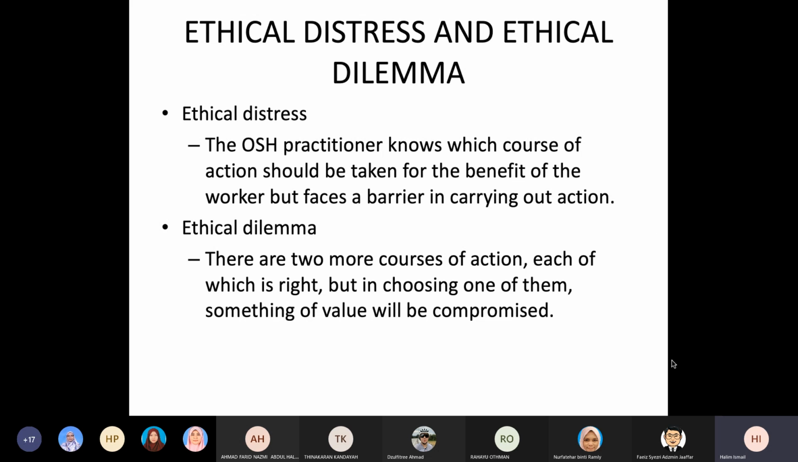So when we talk about medical ethics, there are the elements of ethical distress and ethical dilemma. Ethical distress is basically when the OSH practitioner knows which course of action should be taken for the benefit of the worker, but faces a barrier in carrying out that particular action. Whereas in an ethical dilemma, there are two or more courses of action, each of which is right, but in choosing one of them, something of value will be compromised. So they end up having a dilemma whether they should do this or do that. Okay.